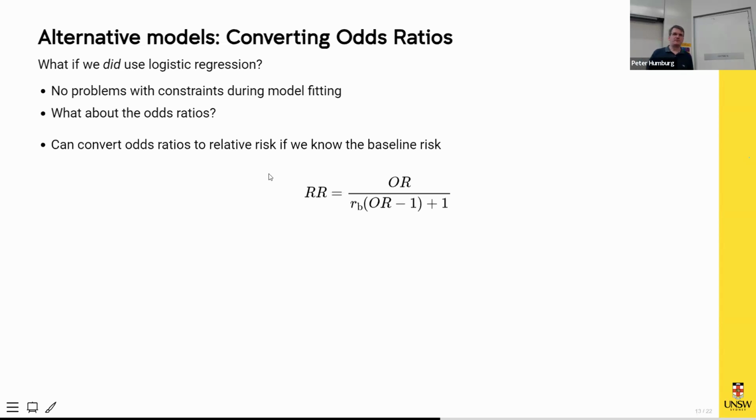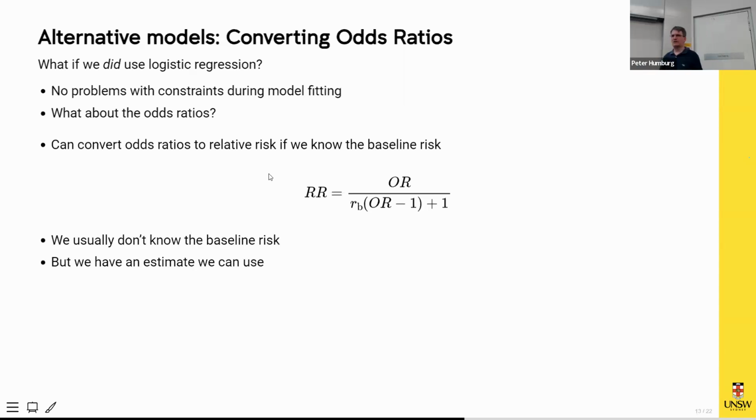Well, so we could convert them, right? We could take the odds ratios and convert them into relative risk. That's a thing you can do, provided that you know what the baseline risk is, right? And of course, in practice, you usually don't know. We don't know what the true baseline risk is. But we do have an estimate for the baseline risk that we just get as part of fitting the model, basically.